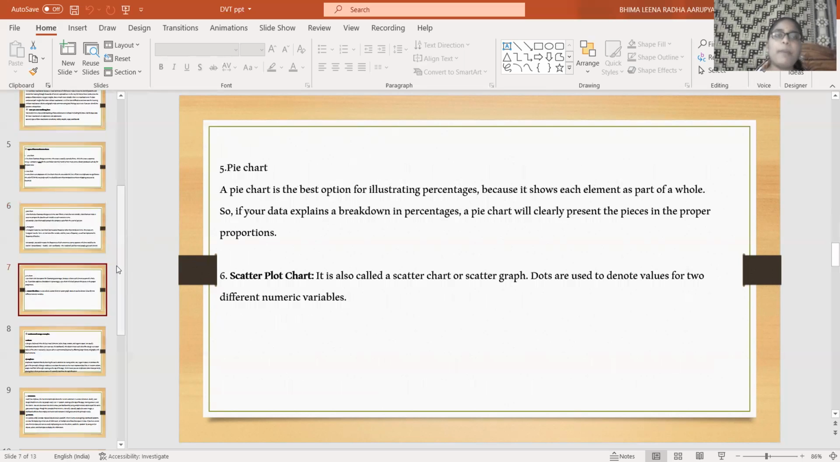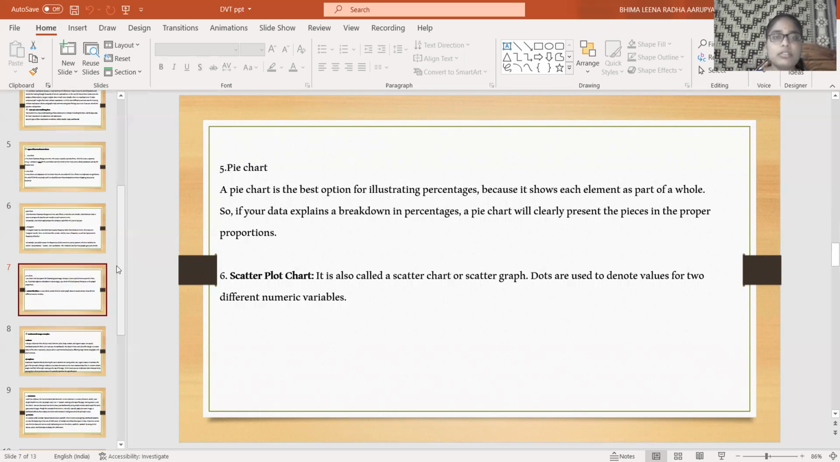And the next one is the pie chart. We are much aware of this pie chart also. A pie chart is the best option for illustrating percentages because it shows each element as a part of a whole. So if your data explains a breakdown in percentages, a pie chart will clearly present the pieces in the proper proportions, right? A pie chart is used for making use of percentages. When our percentages are to be measured or calculated, a pie chart is the best one that suits it.